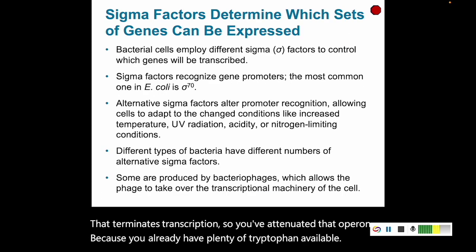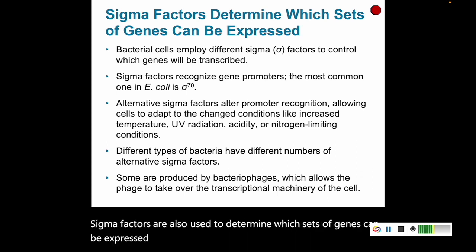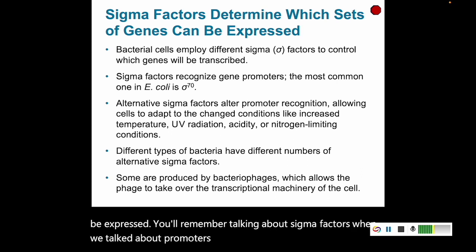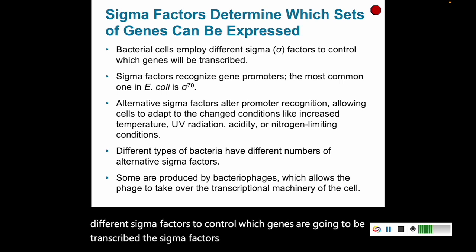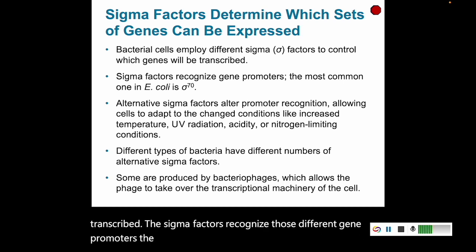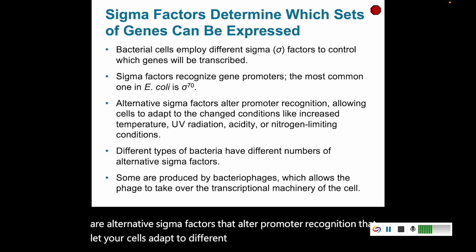Sigma factors are also used to determine which sets of genes can be expressed. You'll remember talking about sigma factors when we talked about promoters for our bacterial cells. So they have different sigma factors to control which genes are going to be transcribed. The sigma factors recognize those different gene promoters. The most common one in E. coli is sigma 70. And there are alternative sigma factors that alter promoter recognition that let your cells adapt to different conditions. So if the temperature is warmer or cooler, there's more UV radiation.